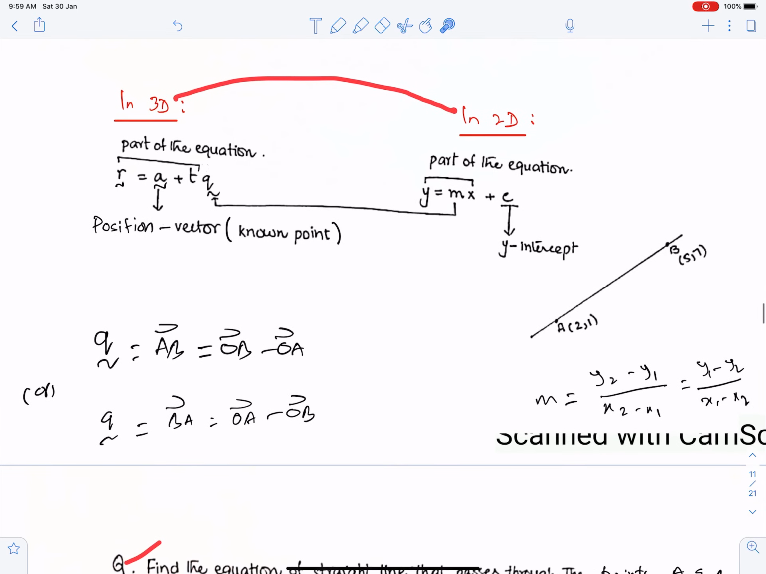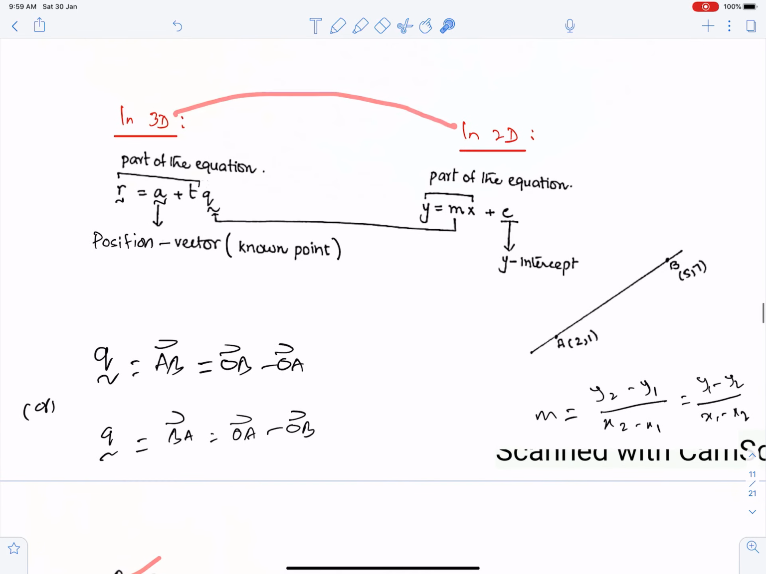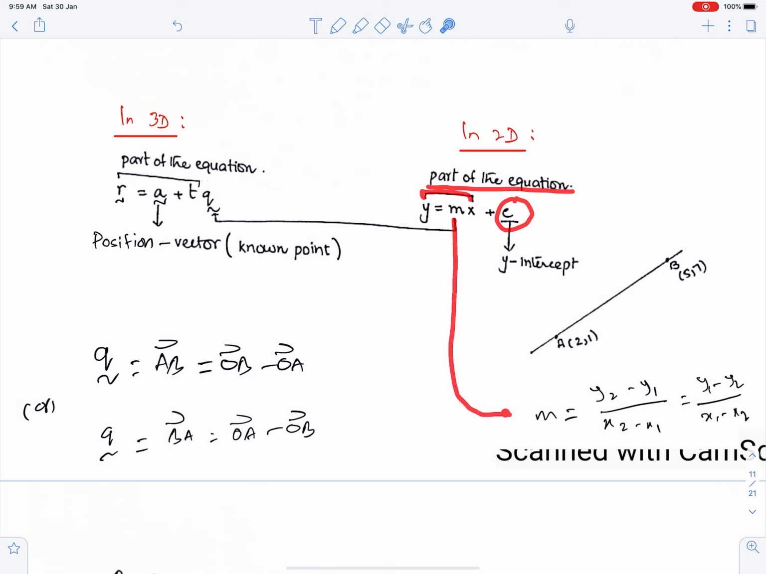Well, you all know this is the equation of a straight line in two dimensions in xy form. In this equation, x and y are the part of the equation, c is the y-intercept, and m means gradient, and this is the formula of gradient. You can either use this or this.